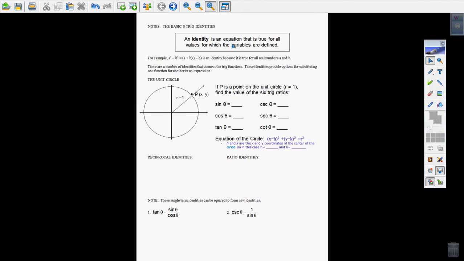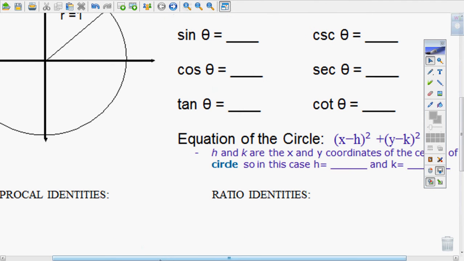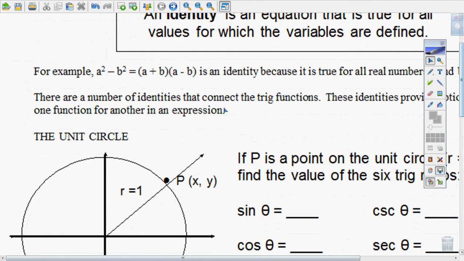So what's an identity? An identity is an equation that is true for all values for which the variables are defined. So in Algebra 1, one of your first identities that you learn is the difference of two squares. So that's a squared minus b squared equals a plus b times a minus b. So this is an identity. And it just means that for whatever number you plug in, it's going to work.